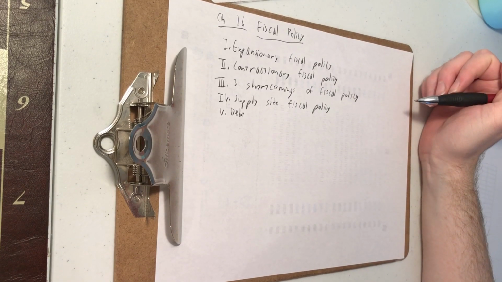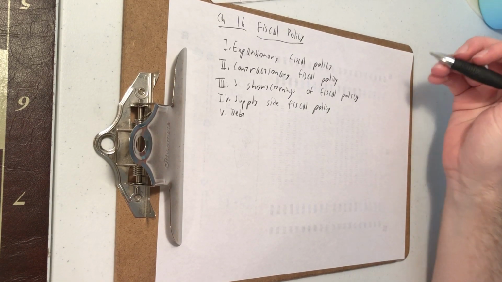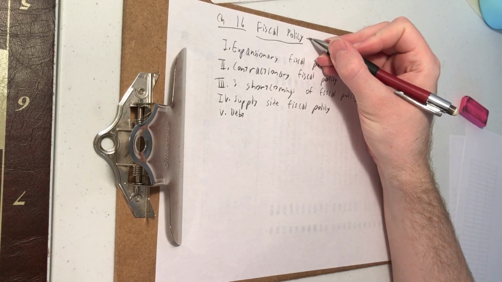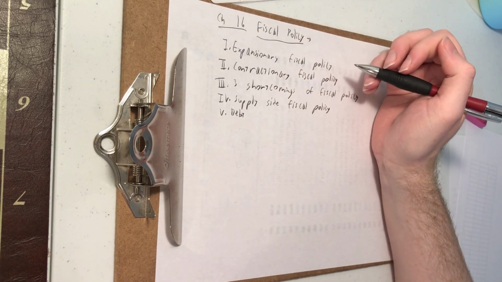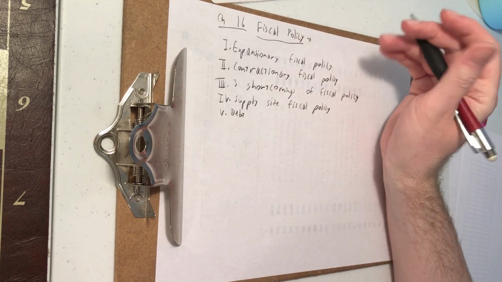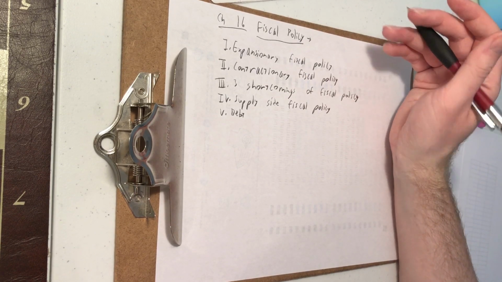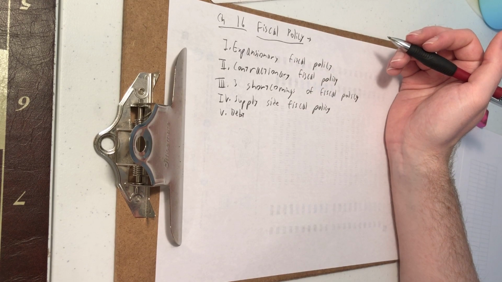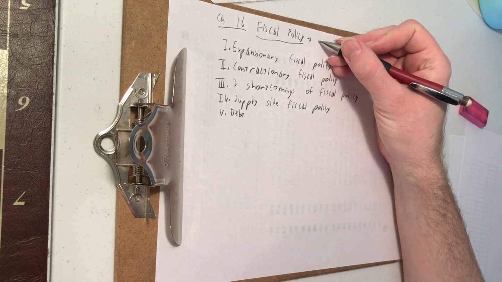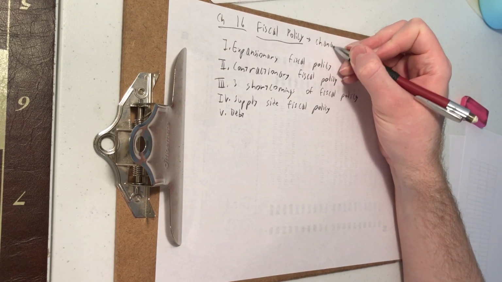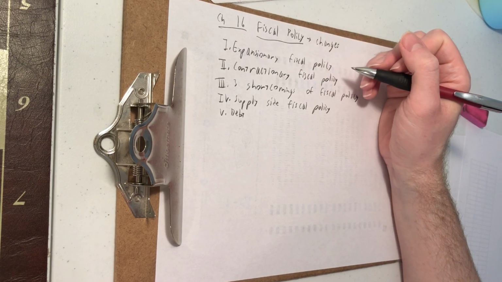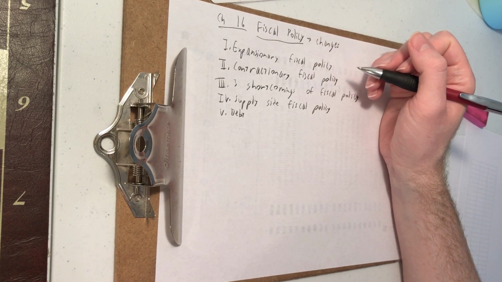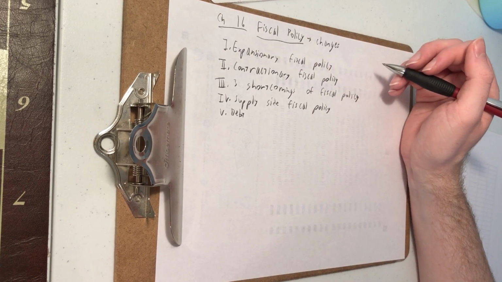Hello students, today we're in chapter 16 learning about fiscal policy. So fiscal policy is not the same as monetary policy. A lot of my students conflate them, but they are distinct. Fiscal policy refers to changes in government spending and taxes. Monetary policy we saw earlier, that was about the money supply and interest rates, so it's different.